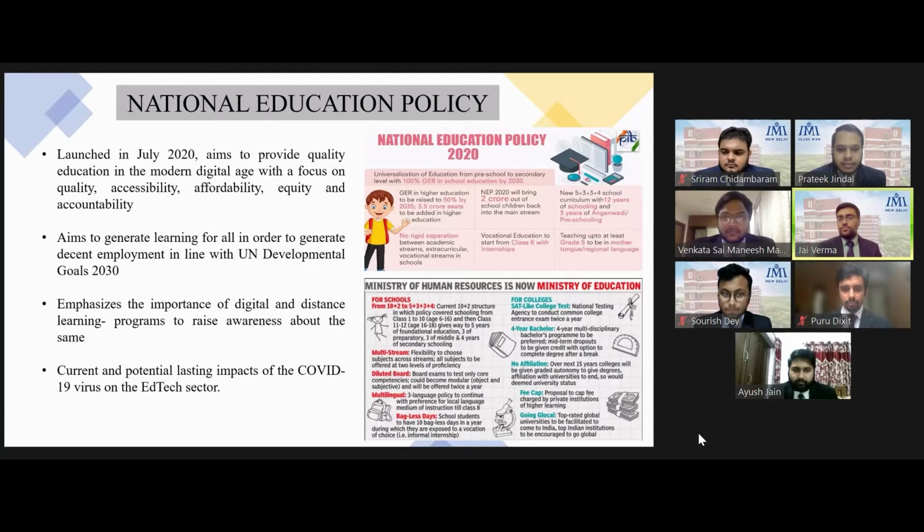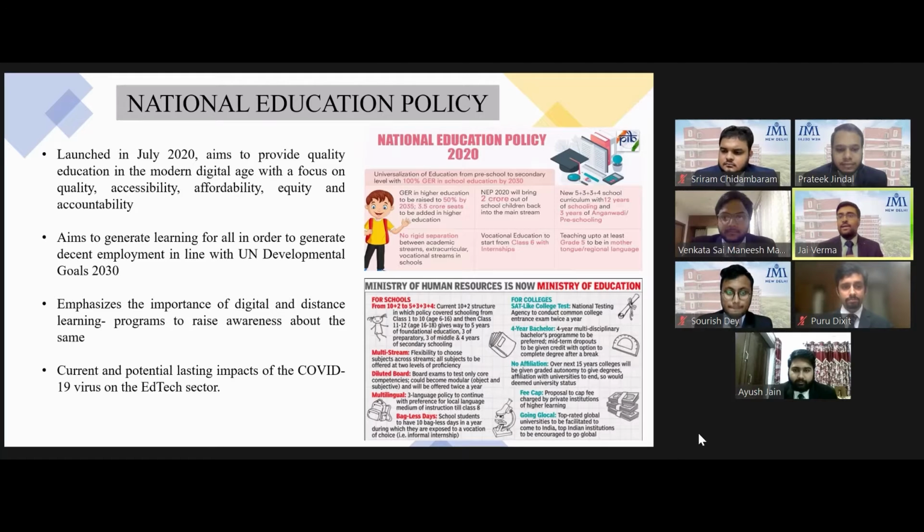India earlier used to follow a 10+2 system, after which you have 3 years in college. However, this policy aims at standardizing Indian education to a standard held globally. It basically introduces a 5+3+3+4 system, which makes India on par with every other nation in the world. The idea behind this is to emphasize accessibility, affordability, and equity, as well as accountability of Indian education.